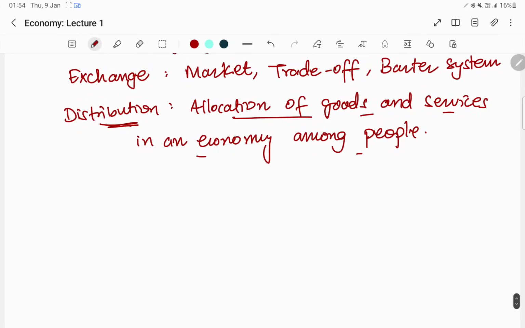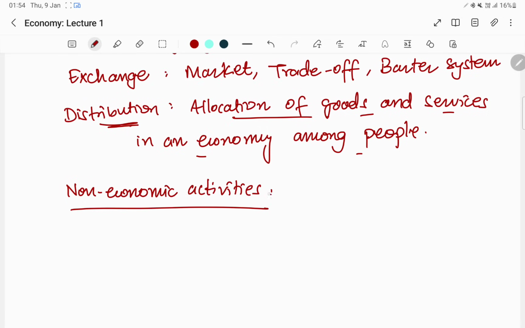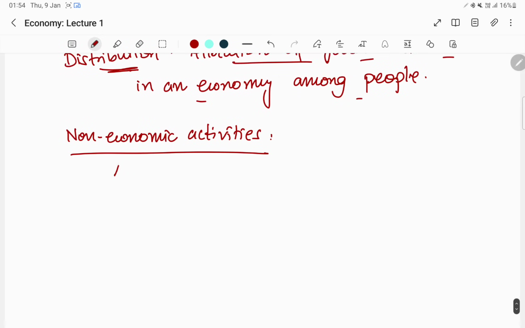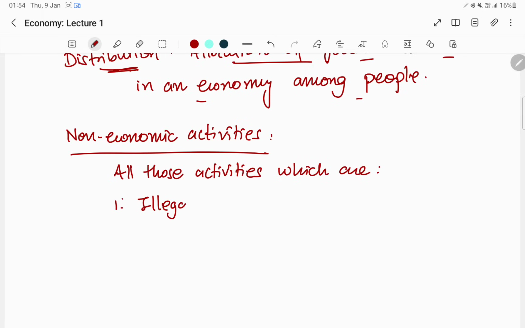Now we can move ahead to understand what are non-economic activities. Non-economic activities, there are two conditions. All those activities which are, number one, illegal, and number two, difficult to measure.